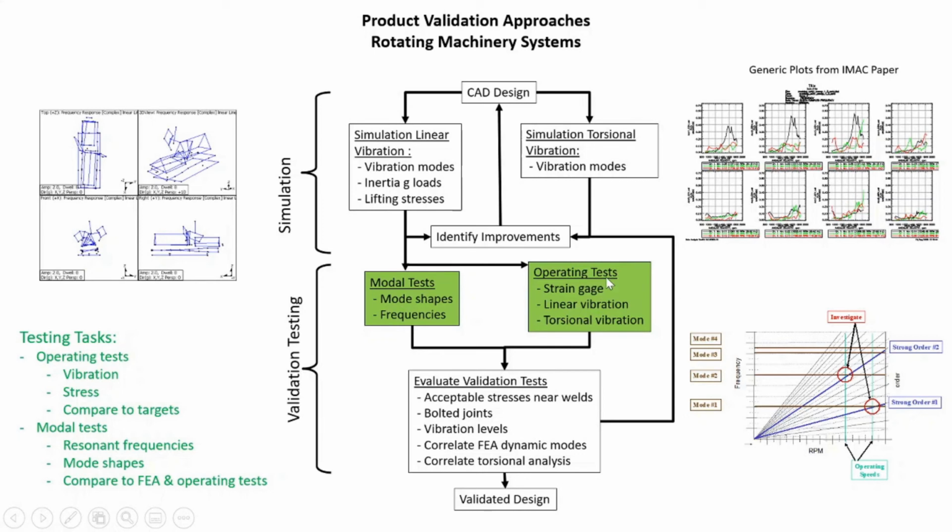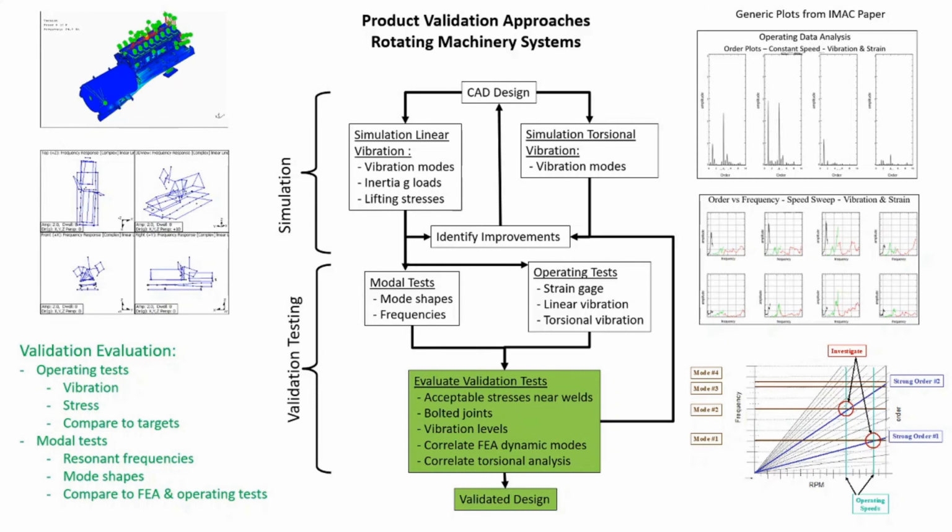The operating tests involve often running the machine over a range of speeds to identify resonant peaks and so forth, but also to take data at particular constant speeds where the machine may operate at.